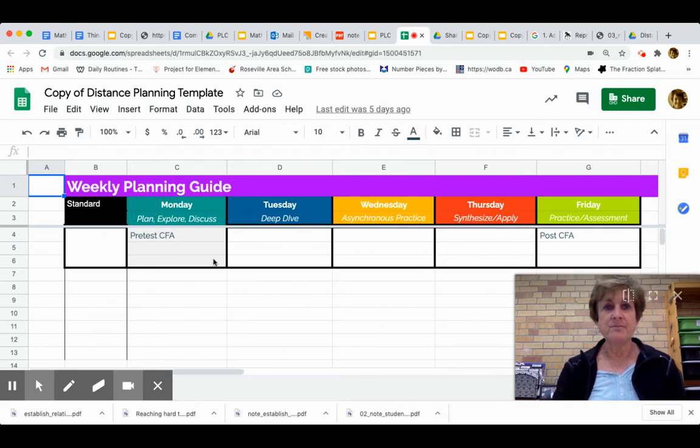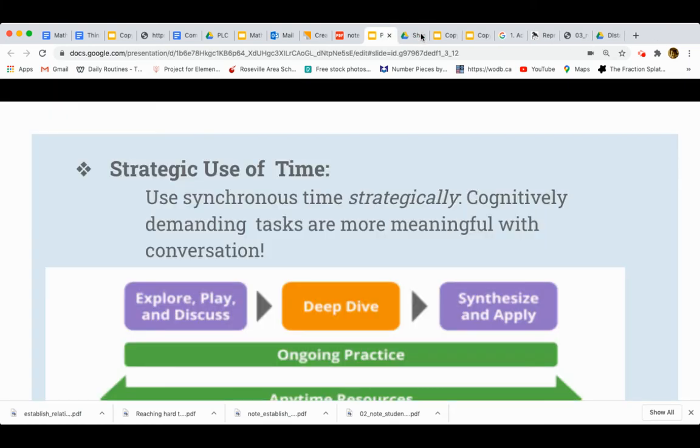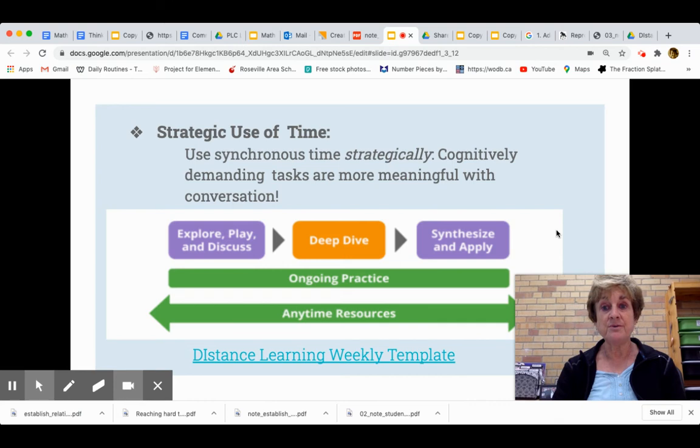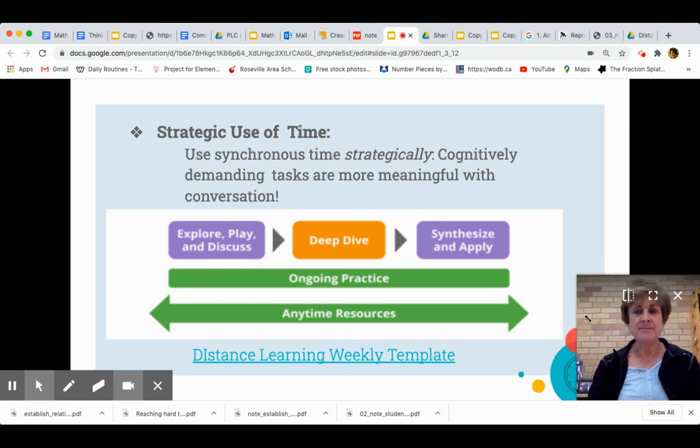I love the Monday plan, pour, explore, discuss. Tuesday is your deep dive content day. Wednesday, obviously, asynchronous. Thursday, a time to synthesize and apply your deep dive concept. And then Friday, your assessment. I think that this tool could be very helpful to get a handle on what's most important.